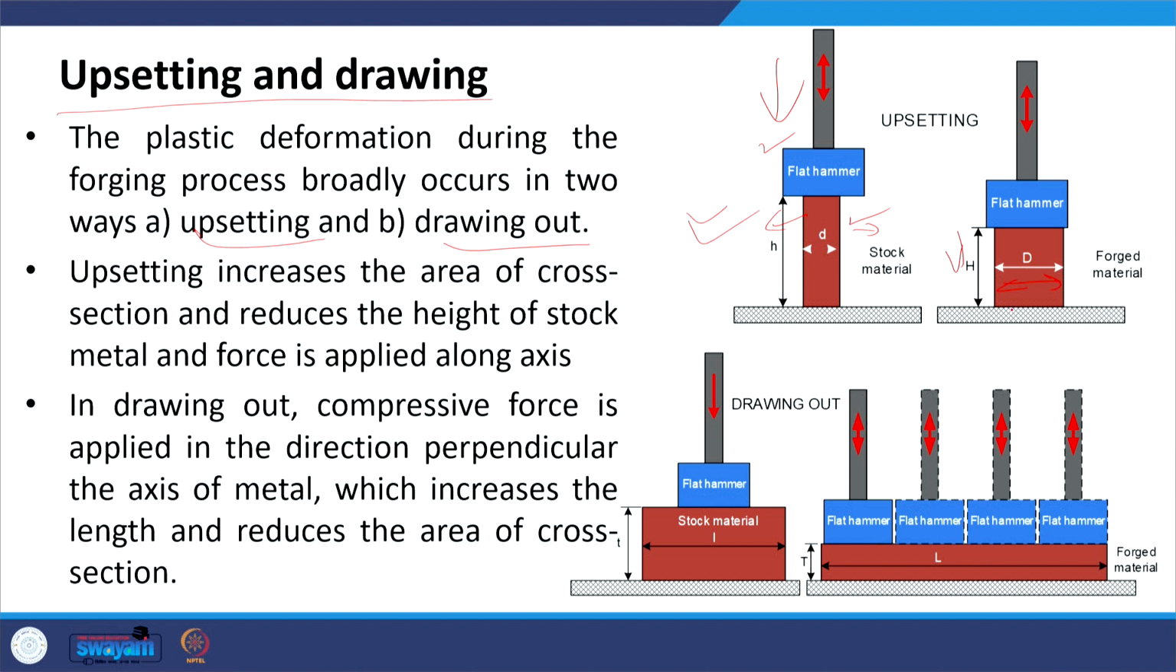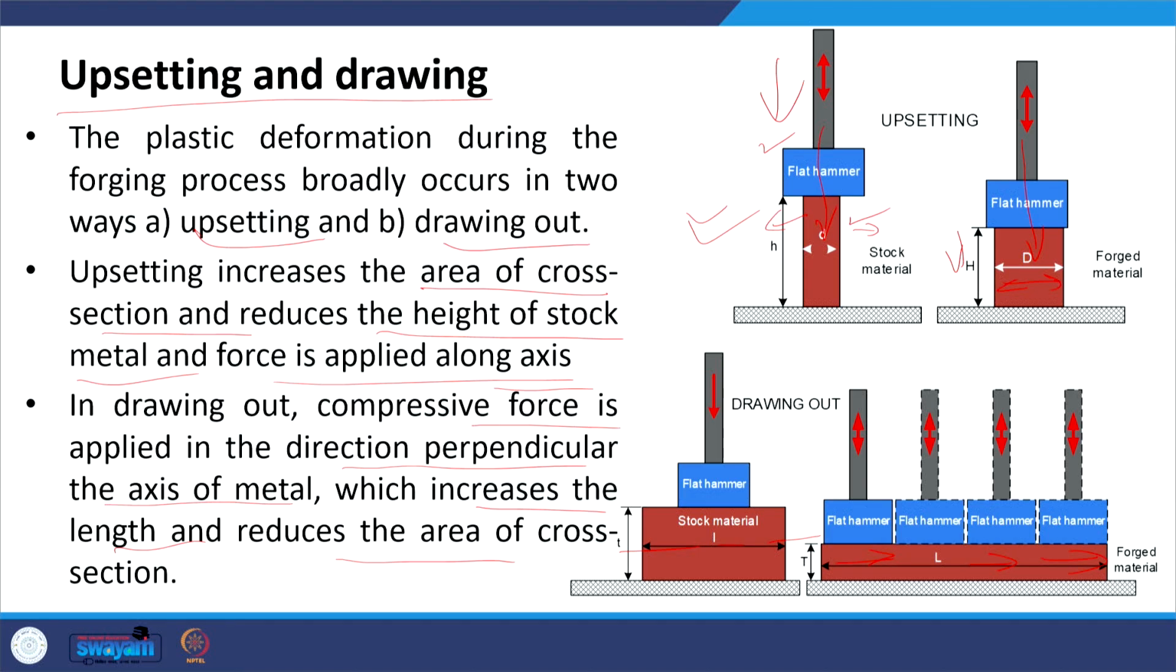In upsetting, the load is applied along the axis of the workpiece, but in case of the drawing out, this is the axis of the workpiece, and the load will be applied perpendicular to the axis of the workpiece, and in that case significant thinning will be happening coupled with the increase in length. So, upsetting increases the cross sectional area and reduces the height of the stock when the force is applied along the axis, and in case of the drawing out, compressive force is applied in direction perpendicular to the axis of the metal, which increases the length and reduces the cross sectional area of the material.